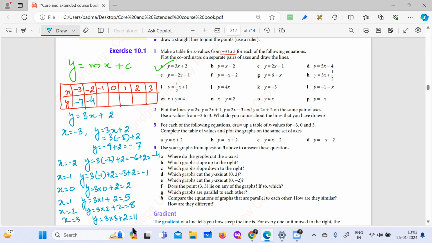Okay, so after writing all these values, let me input all the values here. When x is -1, I get -1. When x is 0, I get 2. When x is 1, I get 5. When x is 2, I get 8. And when x is 3, I get 11.